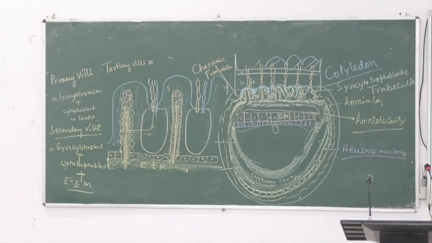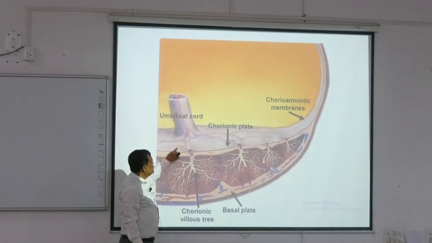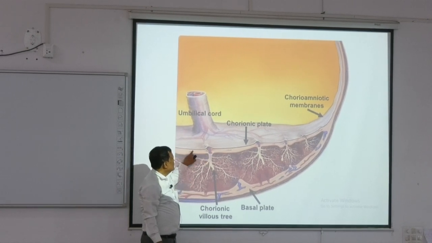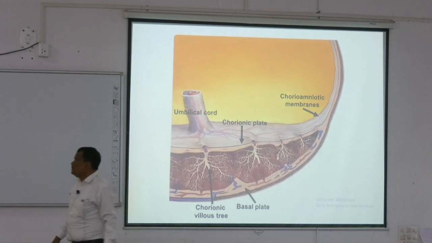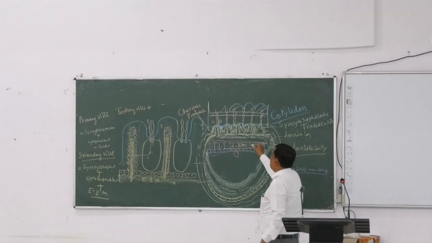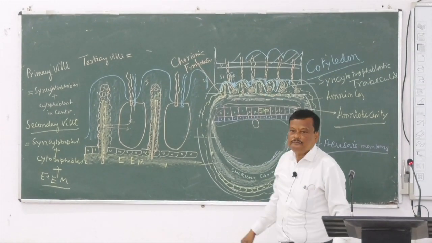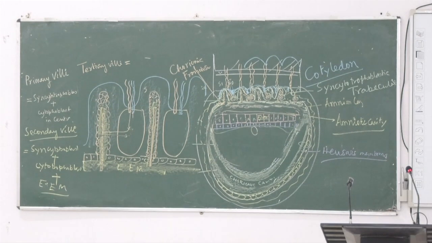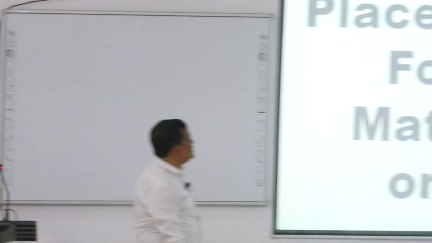This is the placenta. This is the fetal side. This is the maternal side. You look, this is the villi. This is the amniotic membrane. This is the chorionic plate. Because the amnion and the chorion more or less lie very close to each other, the amniotic membrane is very smooth. So the fetal surface looks very smooth.